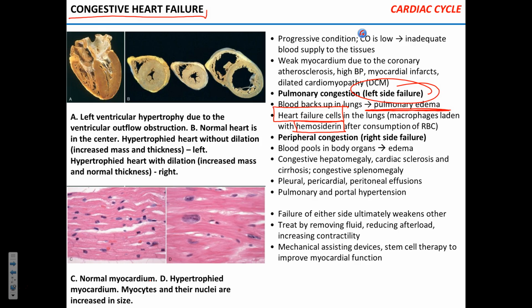Right side failure leads to peripheral congestion. So in this case, edema is going to be observed in organs, in peripheral tissues, not inside of the lungs, but in the peripheral tissues. Now, think about this. Which organs receive a lot of blood? Liver, spleen, kidneys. Liver, because it's your metabolic factory.